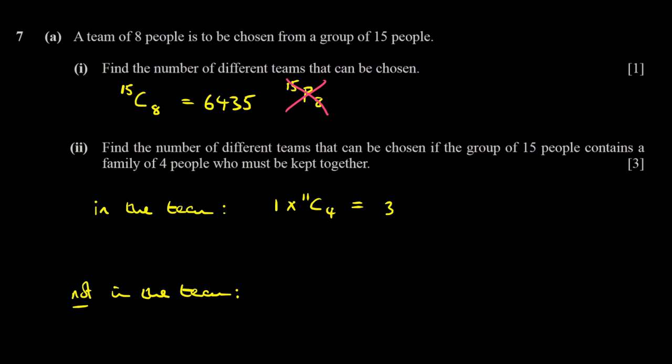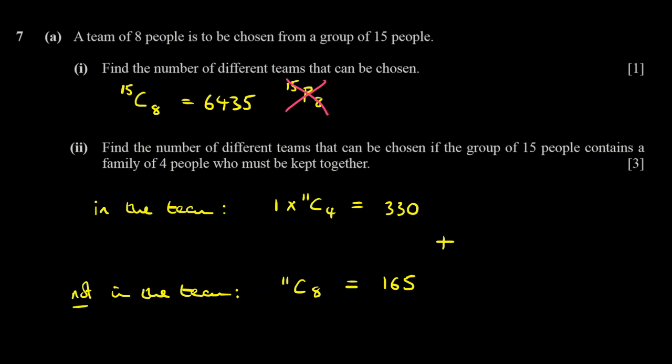Okay, so 330. Now if they're not in the team, what that means is we've still got 11 people to choose from because we can't include the 4 people from the family. But now we want to choose 8 people. So we're choosing 8 people from 11 people. There are 11C8 ways of doing that. And again, we need to find the numerical value of 11C8, which is 165. Okay. So these are the 2 alternative ways that we could end up with our solution.